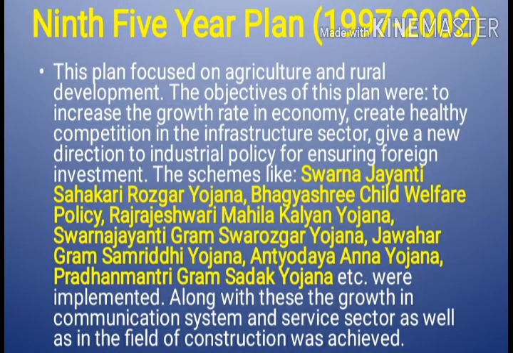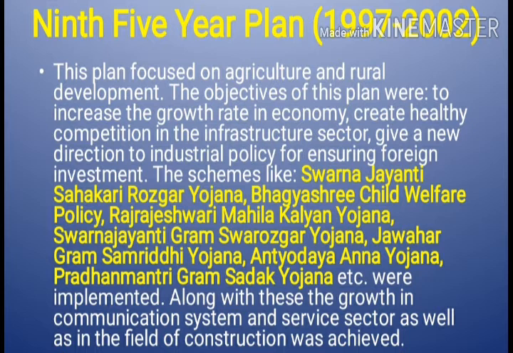Let's learn about the 9th 5-year plan, 1997 to 2002. This plan focused on agriculture and overall rural development. There were some objectives this plan tried to achieve: increase the growth rate in economy, create healthy competition like in the infrastructure sector, give a new direction to industrial policy for ensuring foreign investment, because that was the need of the time, to have lots of investments from foreign countries into our own country.